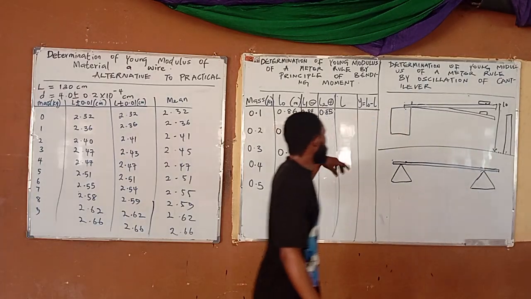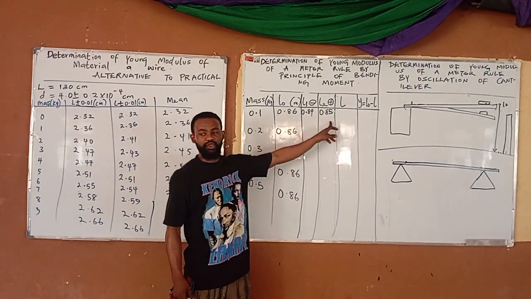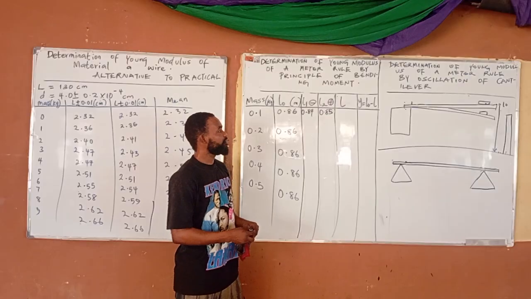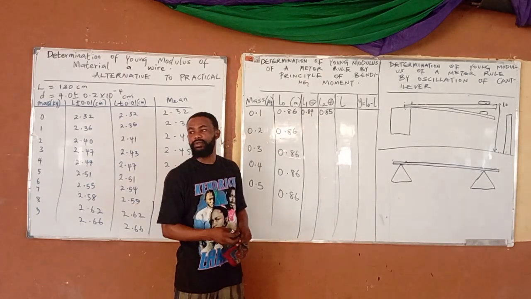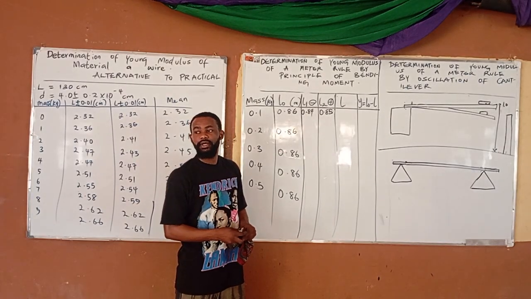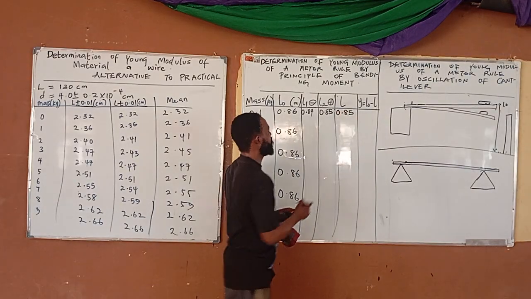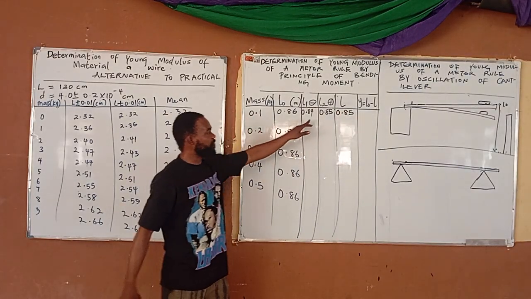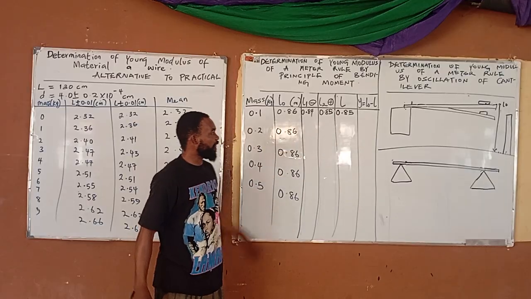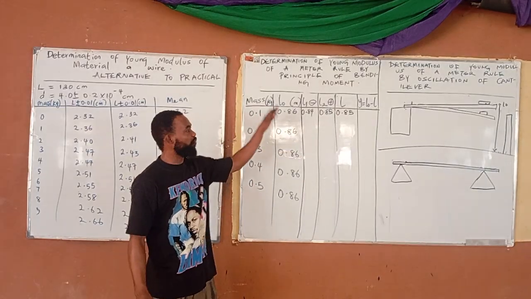So if I've noted that, do for me this and this. What do you have? 845 divided by 2. That is approximately 0.85. So I can do the same thing, and I will note all the values.